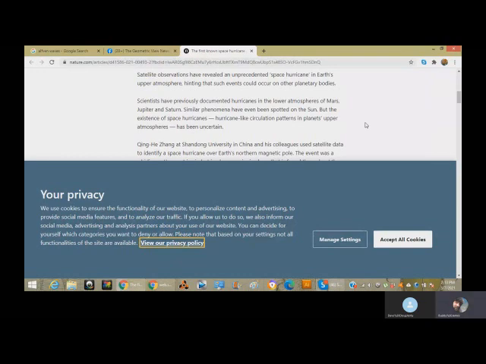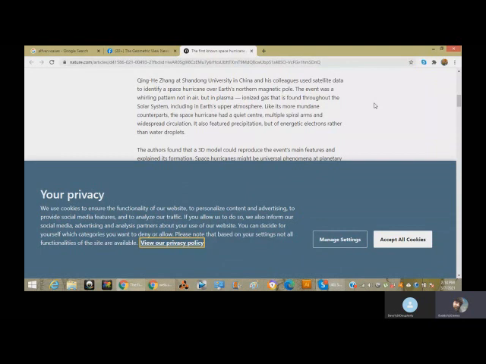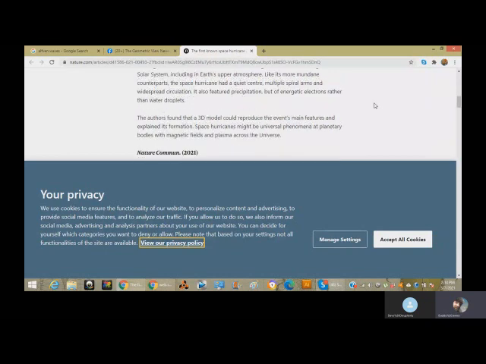This person, whose name I'm going to botch, at Shandong University in China, and his colleagues used satellite data to identify a space hurricane over Earth's northern magnetic pole. The event was a whirling pattern, not in air but in plasma, ionized gas that is found throughout the solar system, including the Earth's upper atmosphere. Like its more mundane counterparts, the space plasma had a quiet center, multiple spiral arms, and widespread circulation. It also featured precipitation, but of energetic electrons rather than water droplets.